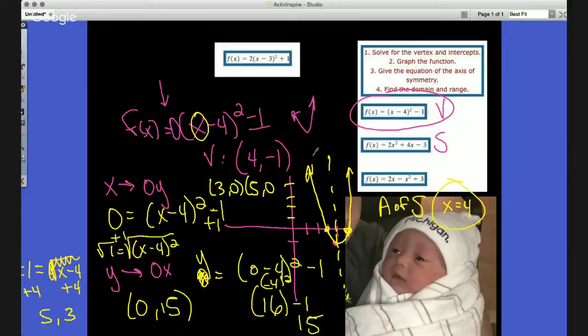Now, as far as my domain and range, it's not letting me keep going, but when you get the idea, for the domain you go from furthest left to furthest right, so negative infinity to infinity, and my range is low to high. So my range would be negative 1 to positive infinity there, okay? And again, if you have any other questions on that, I can go through that with you going forward on that one as well, all right?